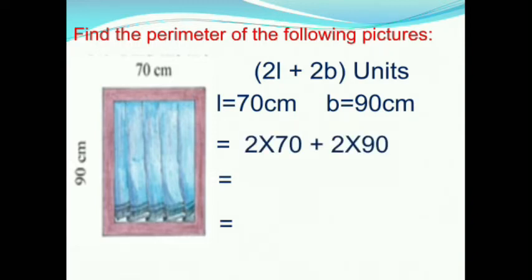2 into 70 plus 2 into 90. 2 7s are 140 plus 2 9s are 180. Now we should add this. 140 plus 180 is equals to 320 centimeter. Therefore, perimeter of this picture is 320 centimeters.